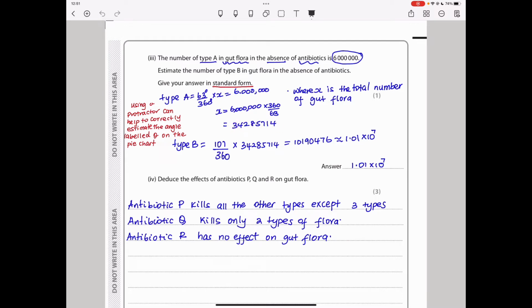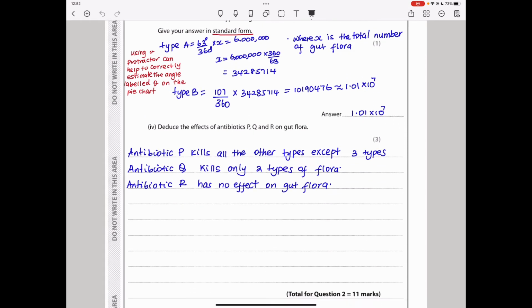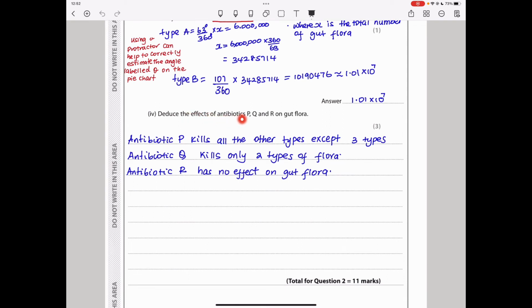So since I know the other degree, 107 for type B, 107 over 360 times the total should give me the number of type B gut flora present, which is 1.01 times 10 power 7, because they say the answer should be in standard form, so I wrote in standard form, and that was my answer. So lastly here they say, deduce the effects of antibiotics P, Q, and R on gut flora.